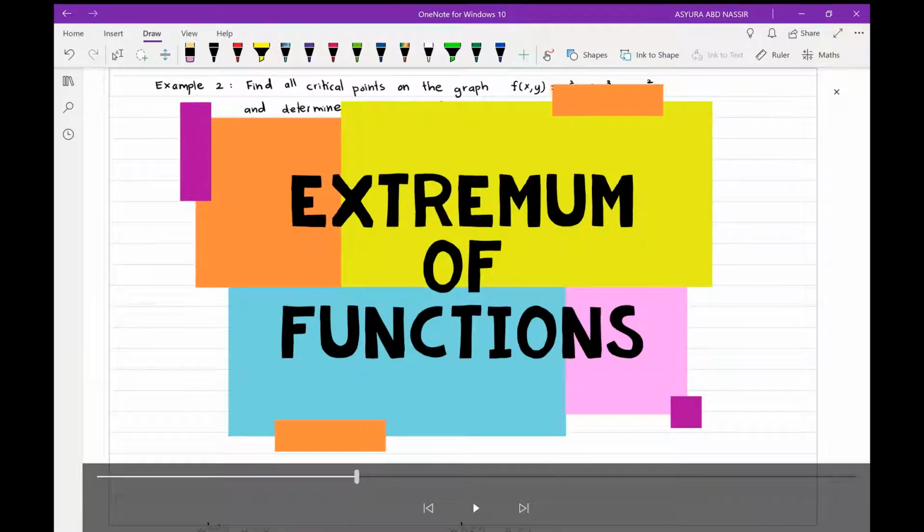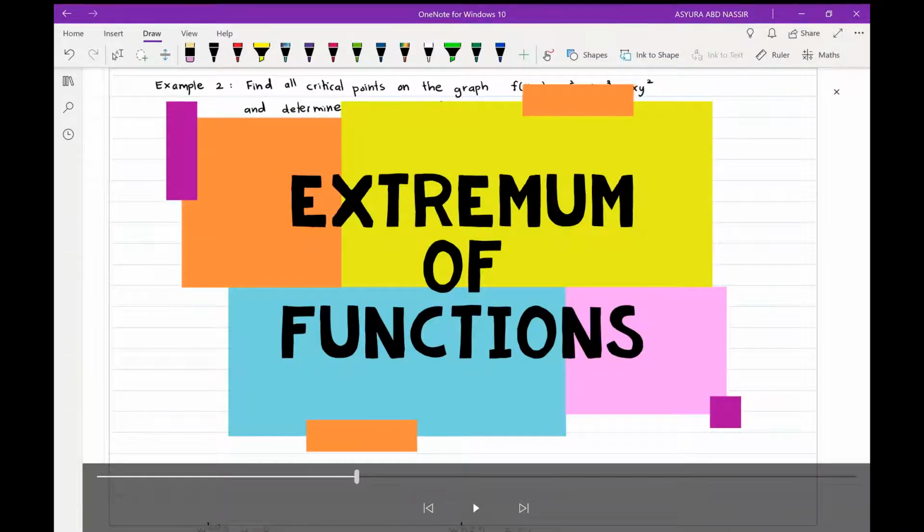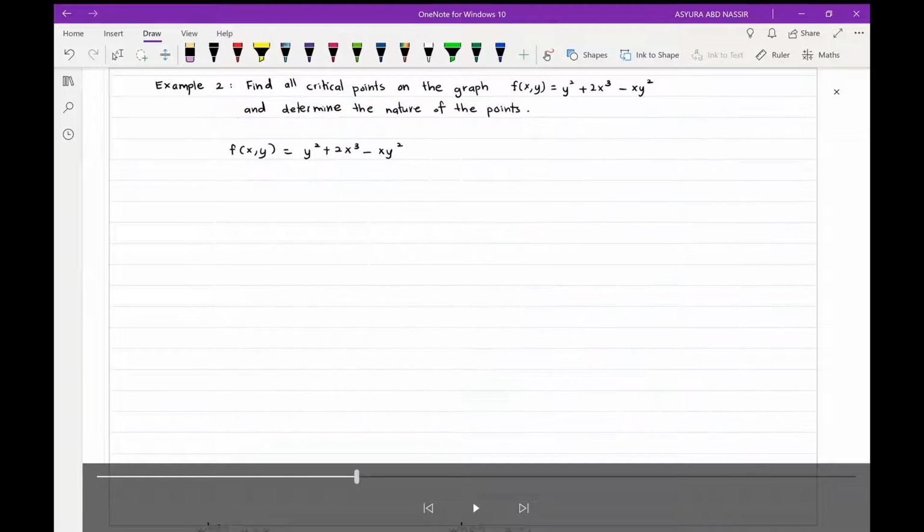Okay, next let's continue with example 2. Find all critical points on the graph f(x,y) equals y squared plus 2x cubed minus xy squared and determine the nature of the points. We have here the function f(x,y) is y squared plus 2x cubed minus xy squared.